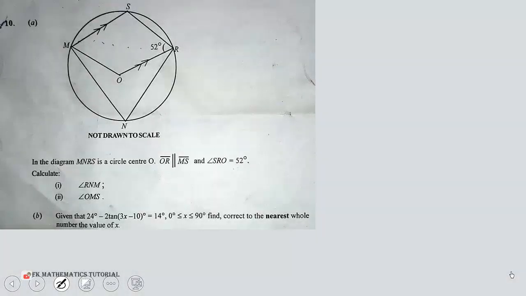In a diagram, MNRS is a circle with center O. Line segment OR is parallel to line segment MS, and angle SRO is 52 degrees. Calculate angle RNM and angle OMS. So since this line is parallel to this line, RS is a transversal. So this angle and this angle are co-interior angles.